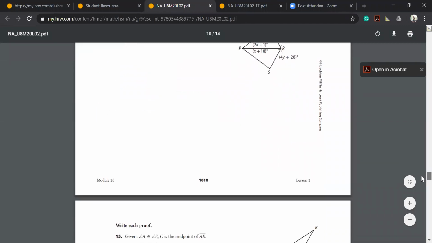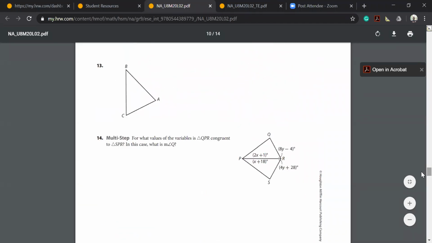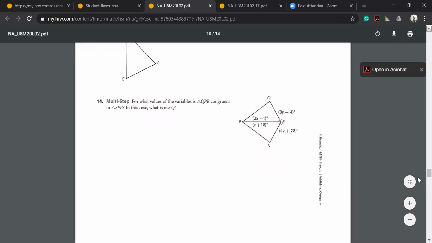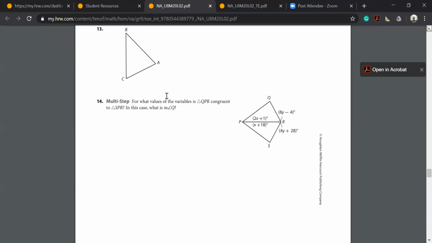Okay, moving on to page 1010, question 14. As you can see, we have two triangles and a lot of missing things. Nothing is known. We have two triangles sharing a side, which is PR. This angle here is 2x plus 1. The angle down is x plus 18. The angle here is 8y minus 4. The angle down is 4y plus 28. For what values of the variables, meaning x and y, is triangle PQR, the upper triangle, congruent to triangle SPR?